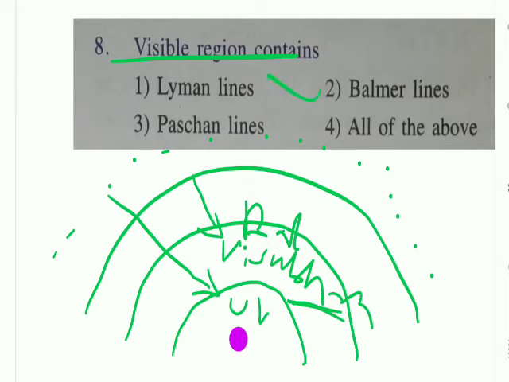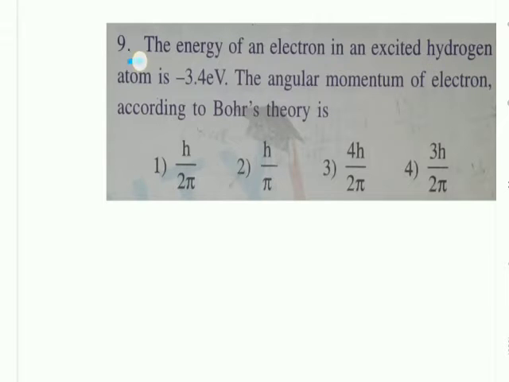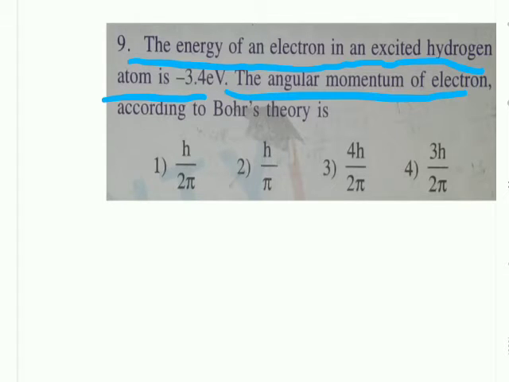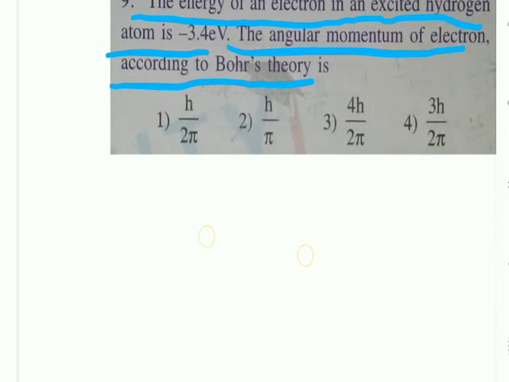So option 2 is the right answer. The energy of an electron in an excited hydrogen atom is minus 3.4 electron volts. What is the angular momentum of the electron according to Bohr's theory? Given minus 3.4 electron volts. In the first ground state orbit, the energy is minus 13.6 electron volts.